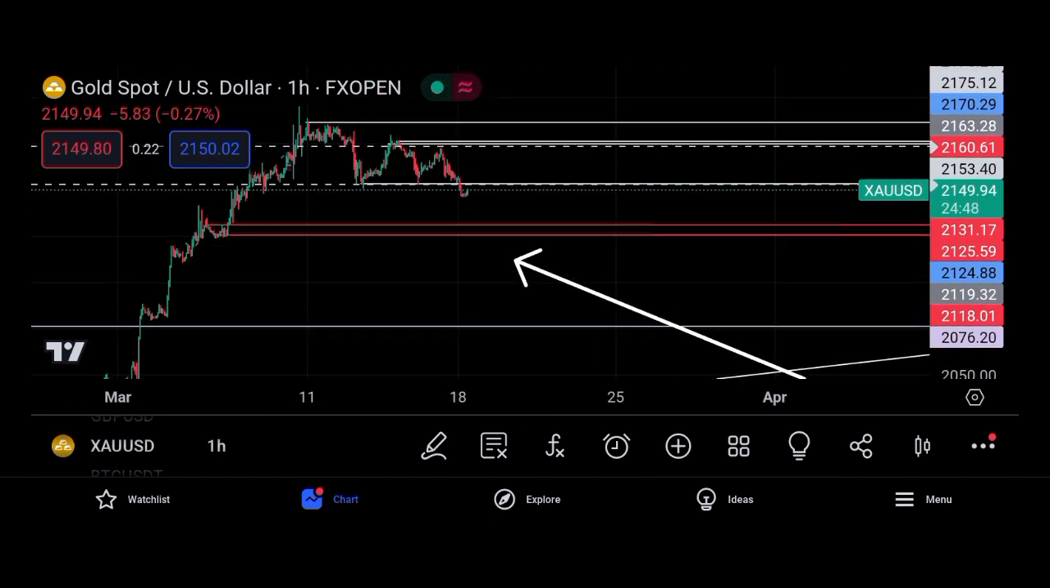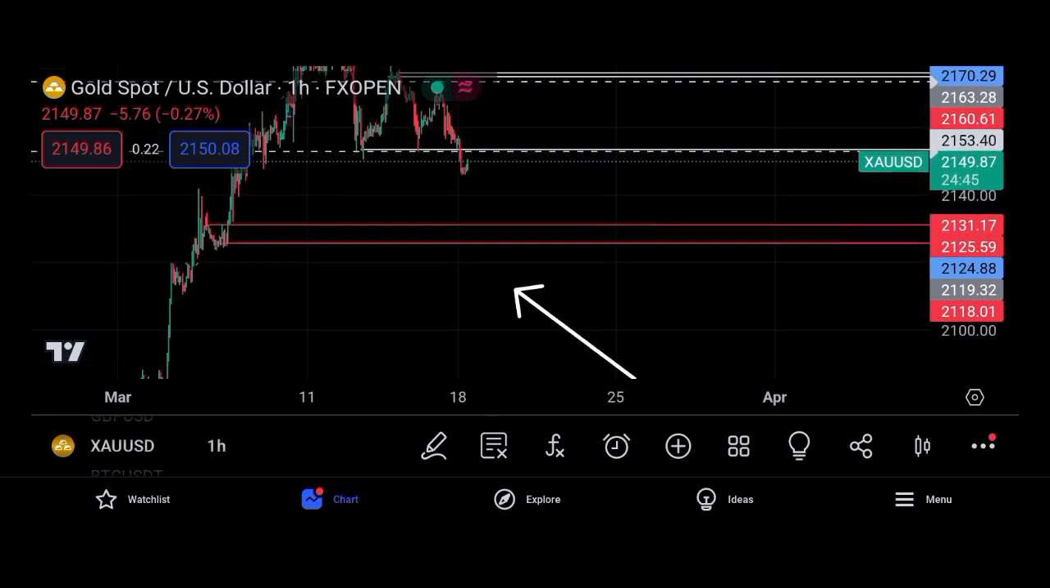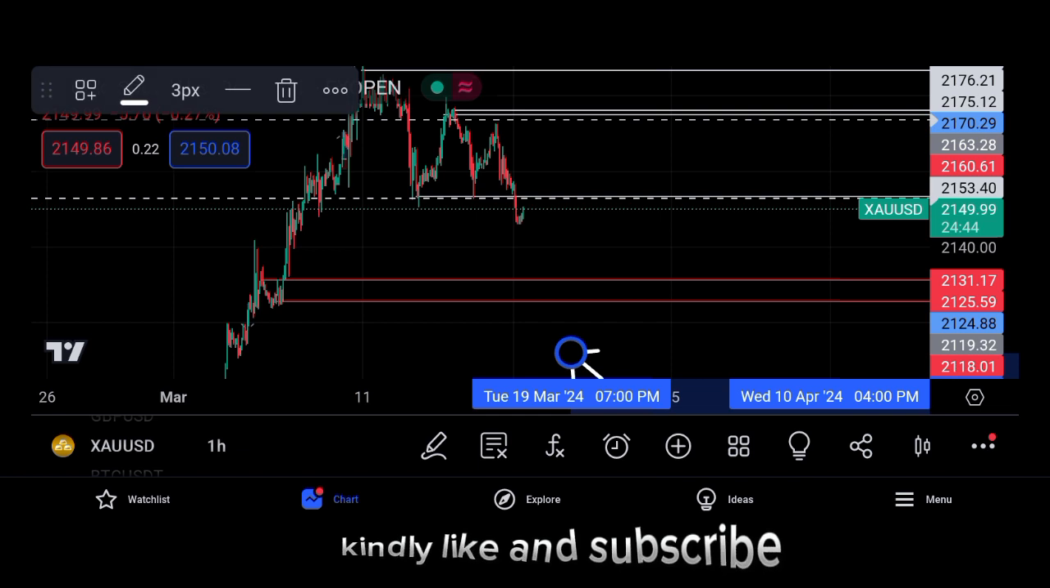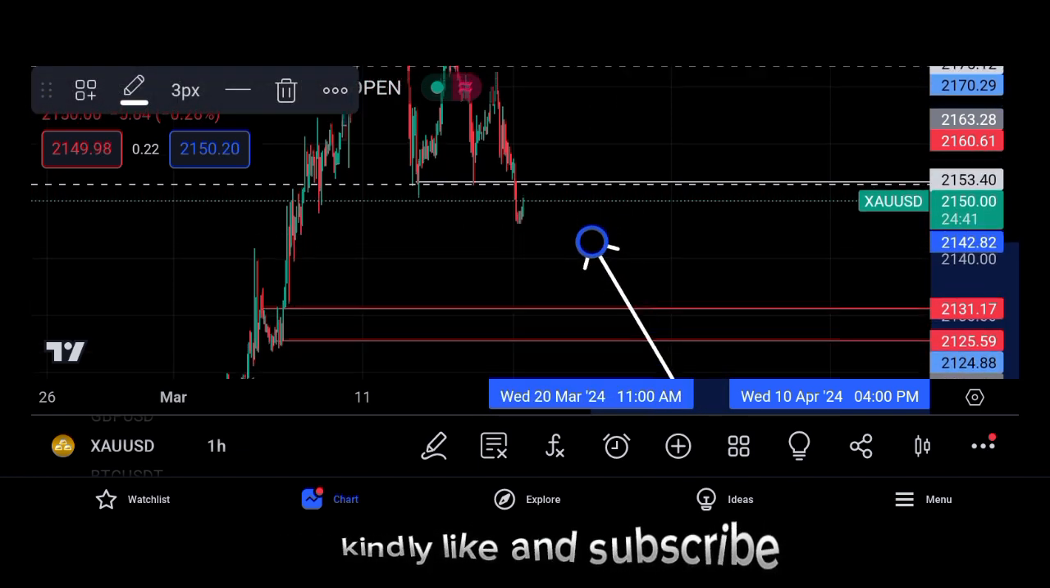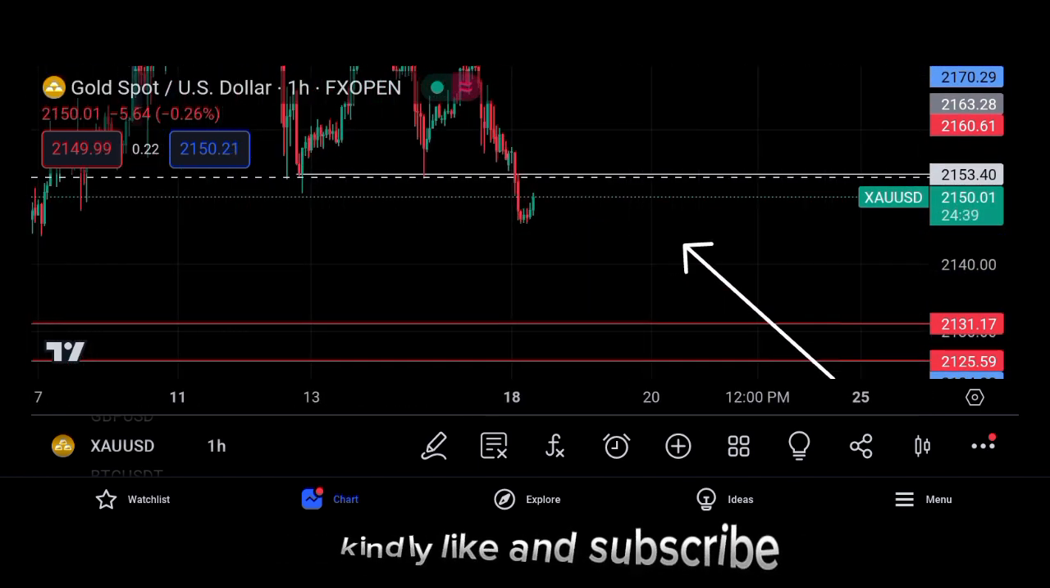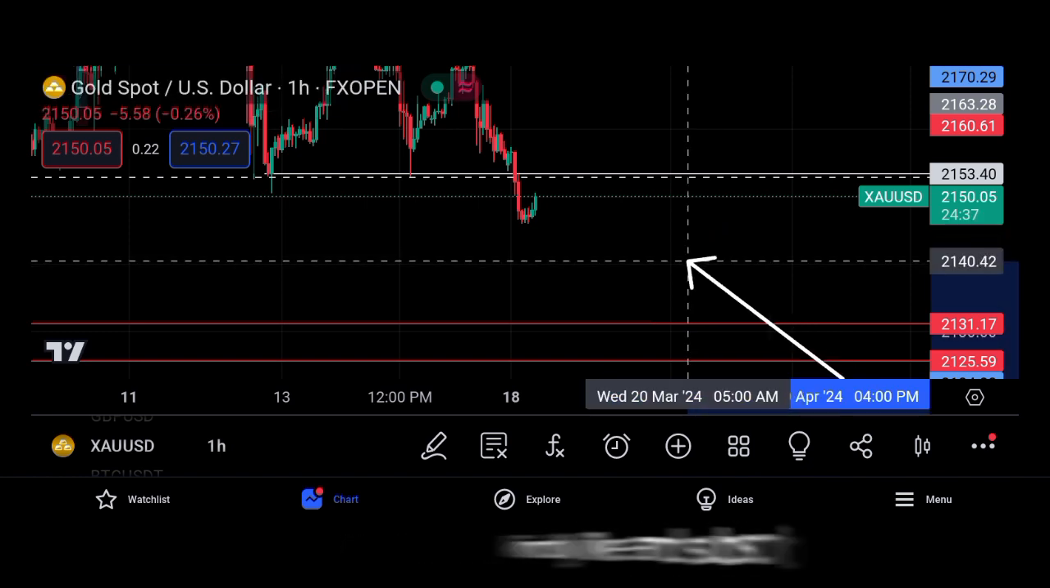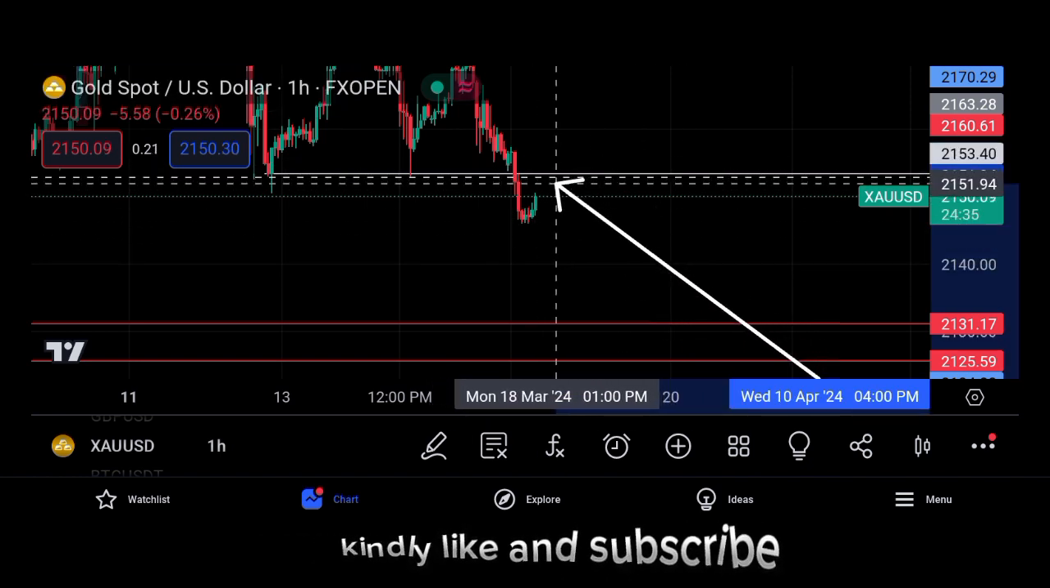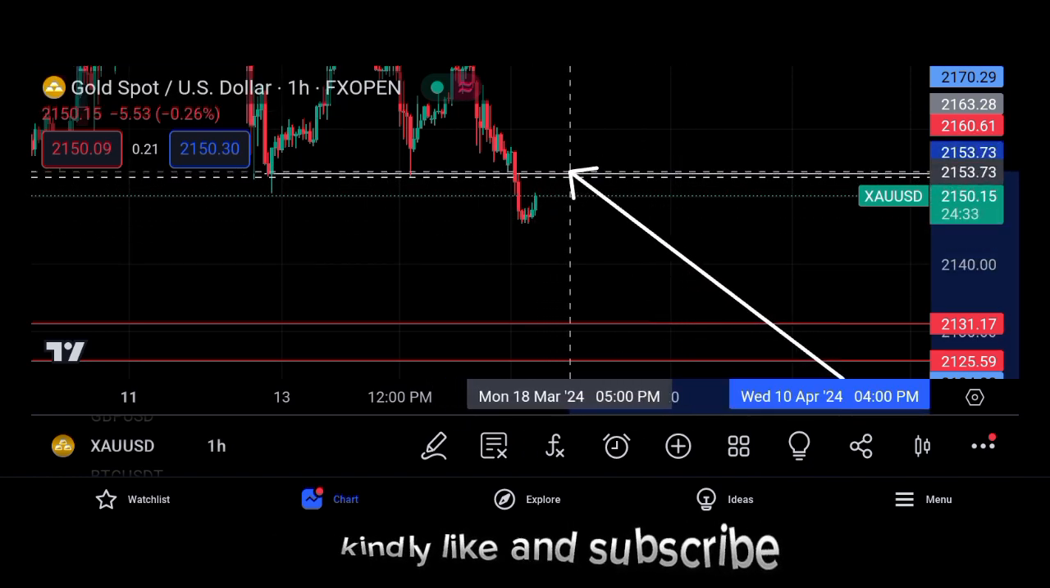This is the 1 hour time frame, guys. Let me zoom in. Okay, so now we're waiting for a retest. As you can see, guys, price is already retesting back to the zone. So when price gets to the zone, we should be looking for a sell, right?